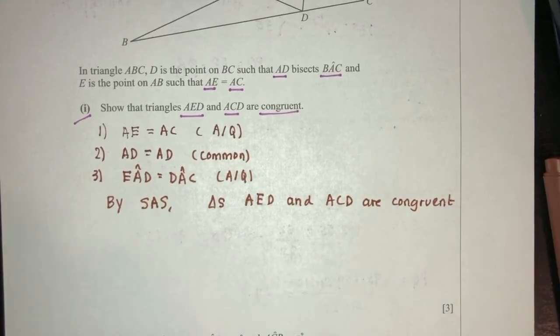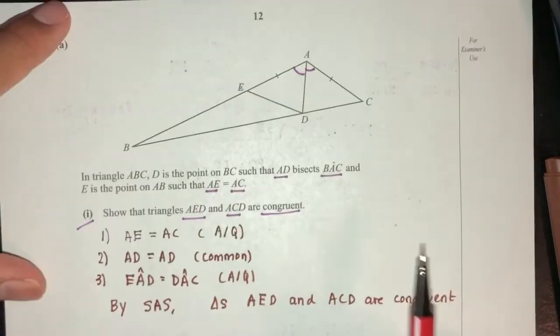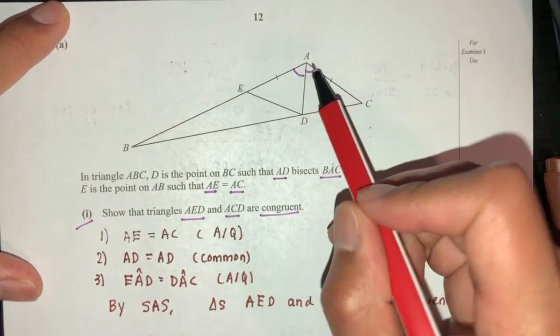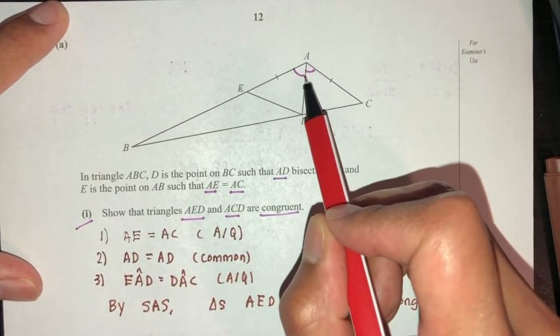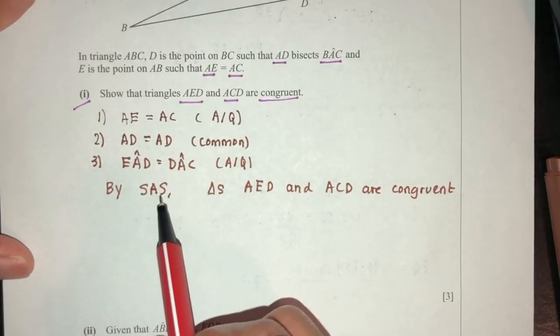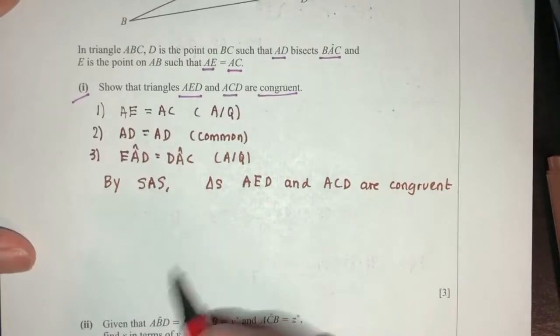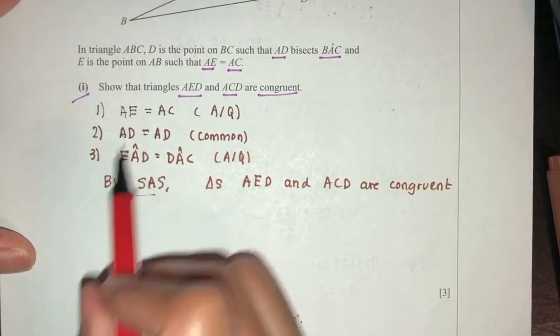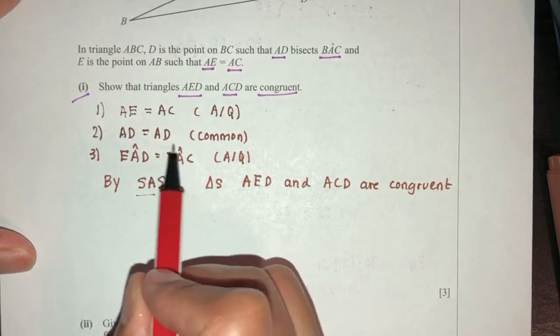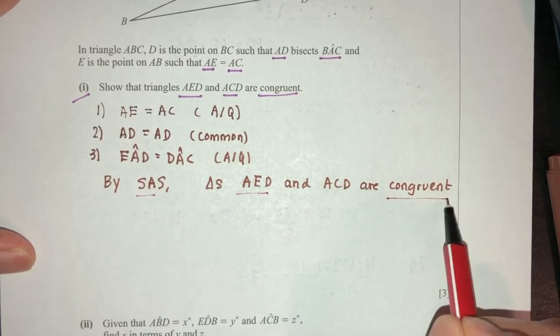So now you might ask, what is SAS? SAS means side, angle, side. As you can see, the corresponding side, angle and side, the angle is in between, they are the same. By proving these two sides are the same and the angle in between is the same as well, you prove that these two triangles are congruent.